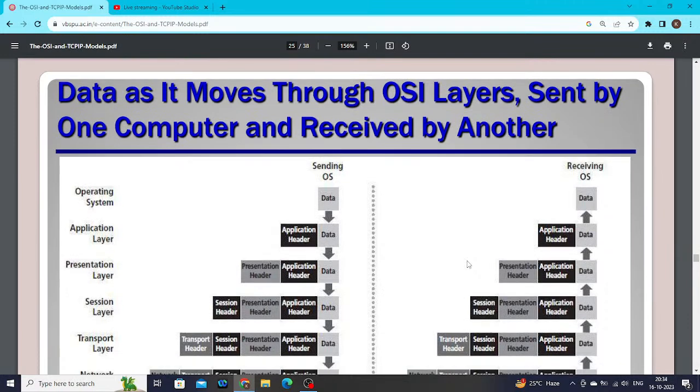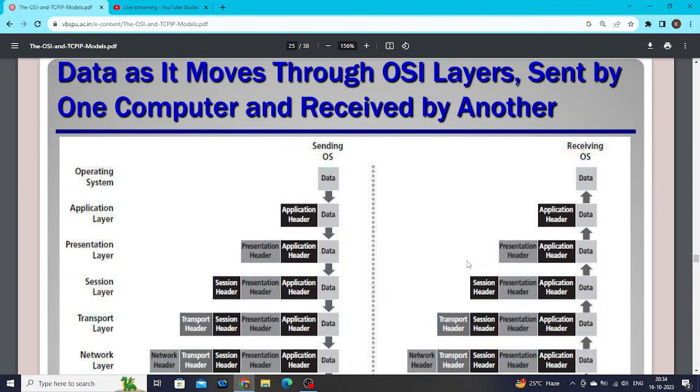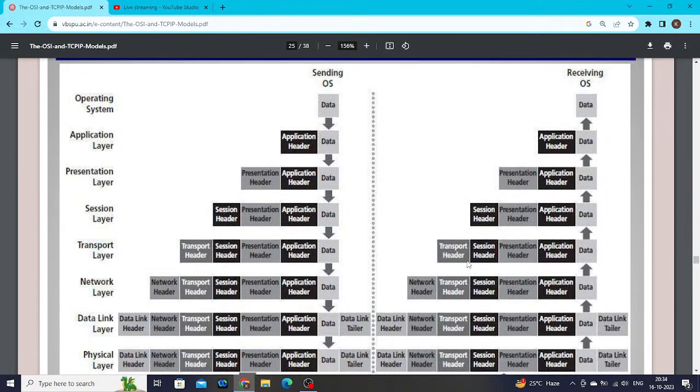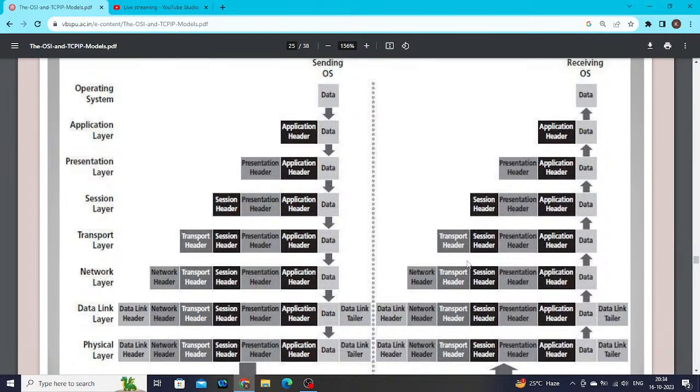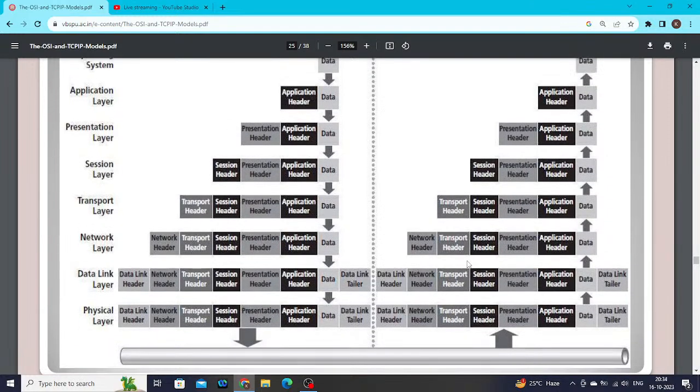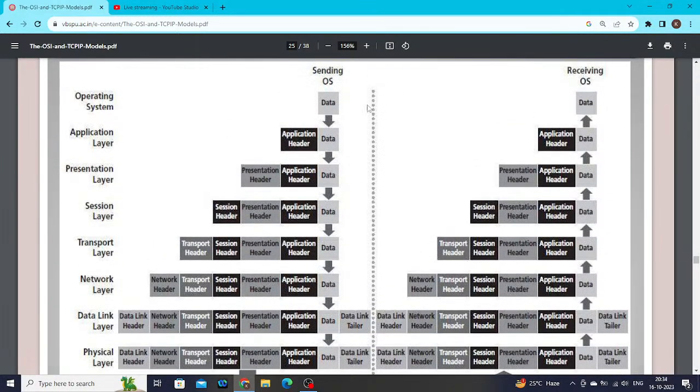So data moves through the OSI layers, sent by one computer and received by another. This is where I'm sending data and the receiving side is also here. This is sending information and this is receiving. Receiving means physical to application. Sending means application to physical.